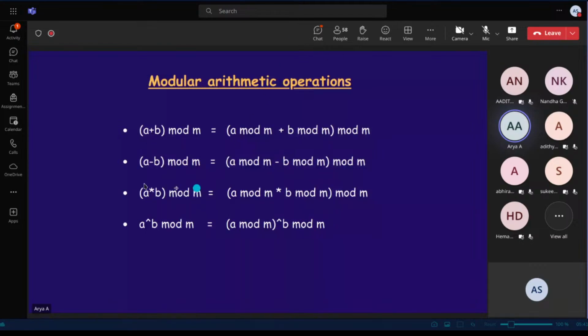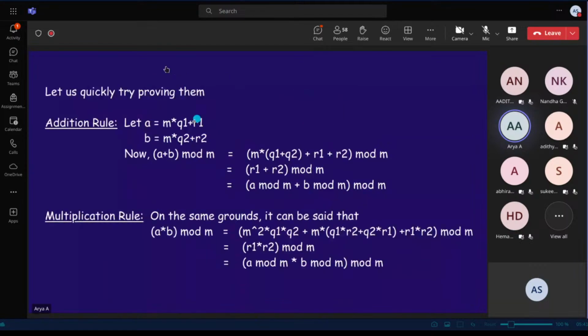And exponentiation, a power b mod m is equal to ((a mod m) power b) whole mod m. Again, once you understand multiplication, this must be similar to it because exponentiation is just repeated multiplication. So let's quickly try proving them.